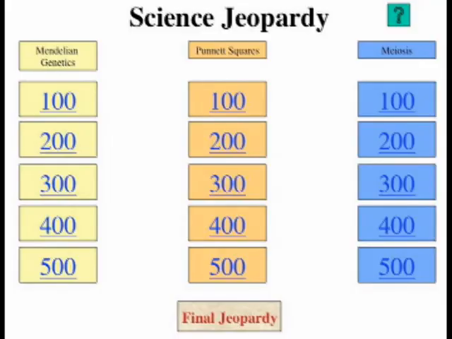Hi, my name is Bernice Krieger from Monroe High School, and this is Genetics Jeopardy! Let's play! The categories are Mendelian genetics, Punnett squares, or meiosis.